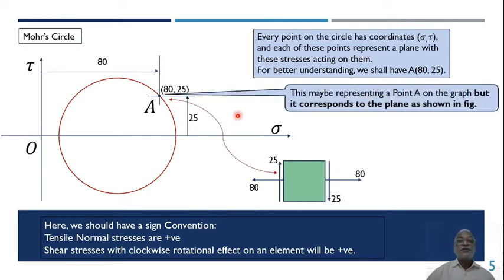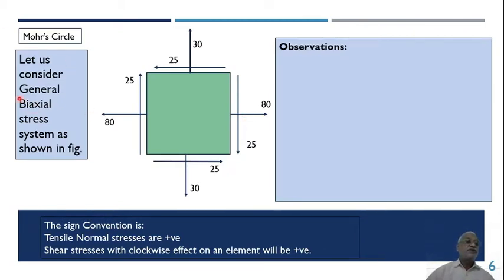Now this may be representing point A on the graph, but it corresponds to a plane as shown in the figure. So what does this point represent? This point represents a plane like that in a general biaxial stress system. That's an interesting relationship between the general biaxial system and Mohr's circle. This is the core or crux of the whole discussion. Okay, next. Now let us consider a general biaxial stress system as shown in the figure.